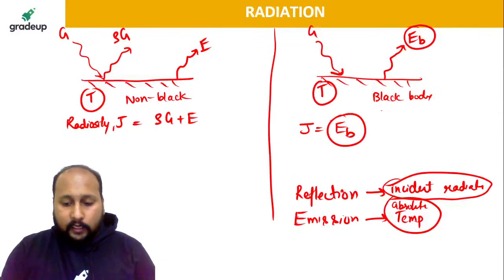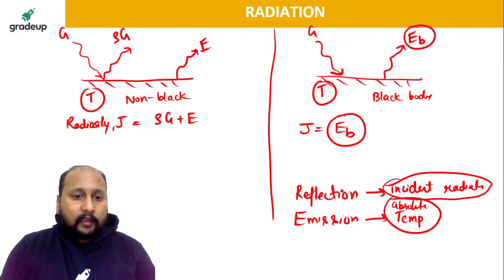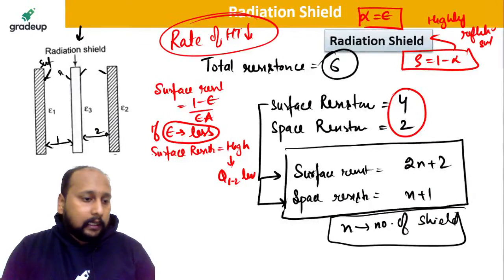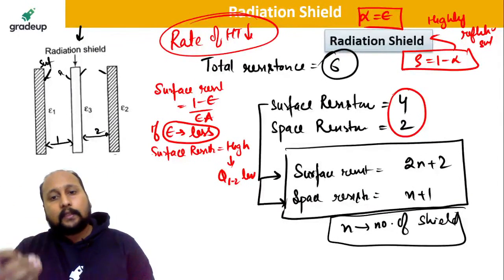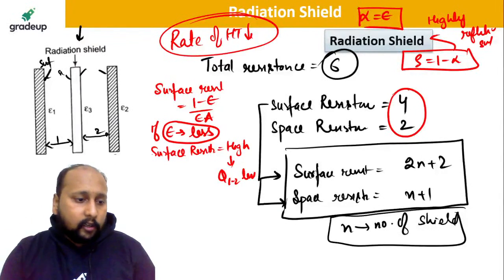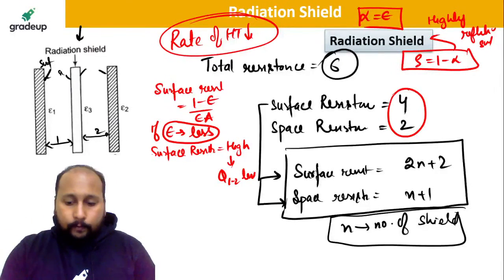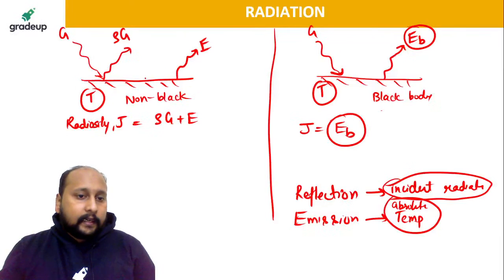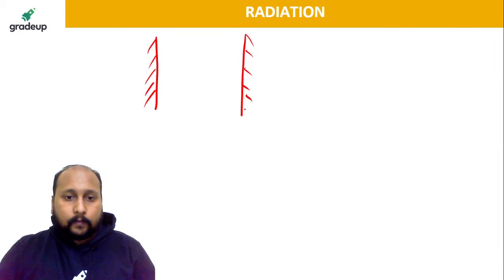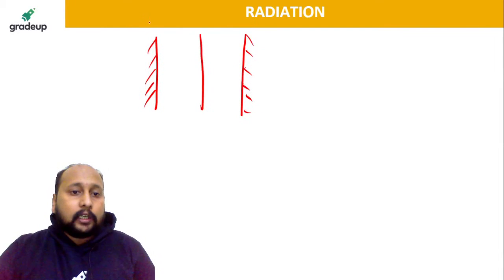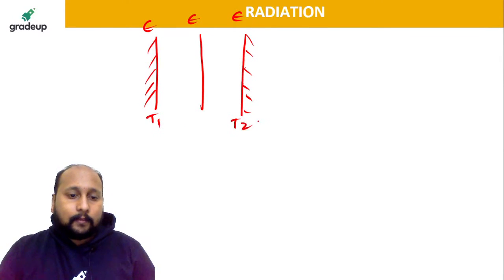Clear? Let's proceed. Now we were talking about one important formula about the radiation shield. We have discussed that whenever we use a shield, we are increasing the resistance and decreasing the rate of heat transfer. Now let's understand. Let us suppose I have two parallel plates, and in between I'm using a shield. All have the same emissivity.